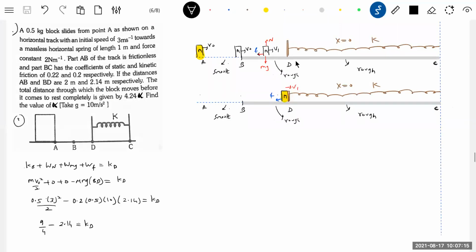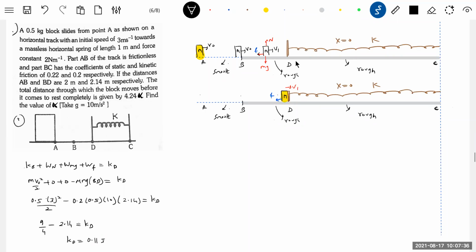Okay, somebody should give me the value of Kd. 0.11. 0.11 joule. Okay, well, good.